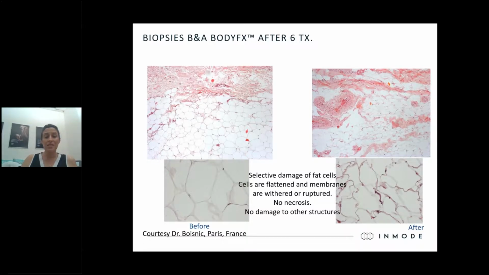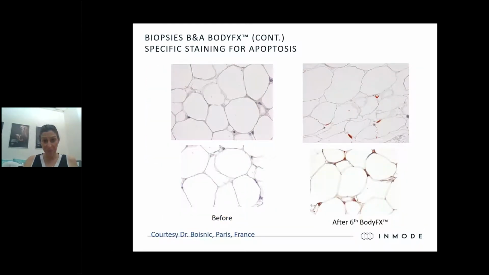Okay, and once an apoptotic pathway or signaling has started, there's no way to stop it. So it will only go one way. And again, we're talking about specific staining for apoptosis, and you see the higher markers. On the left side, there are no apoptotic occurrences, and here after 6 treatments, you see that we can actually locate cells that undergo or will undergo apoptosis.